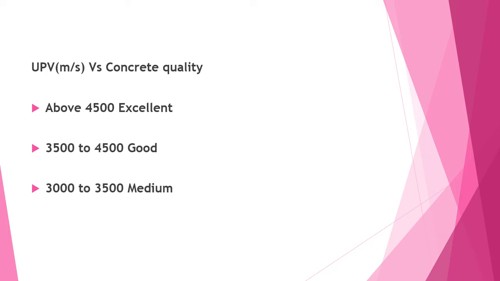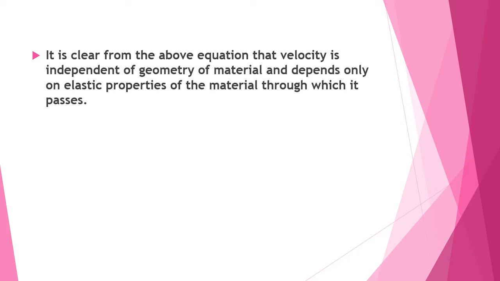UPV mass versus concreting quality. Above 4500 is excellent, 3500 to 4500 is good, 3000 to 3500 is a medium acceptable level, below 3000 is doubtful. It is clear from the above equation that velocity is independent of geometry of material and depends only on elastic properties of the material through which it passes.